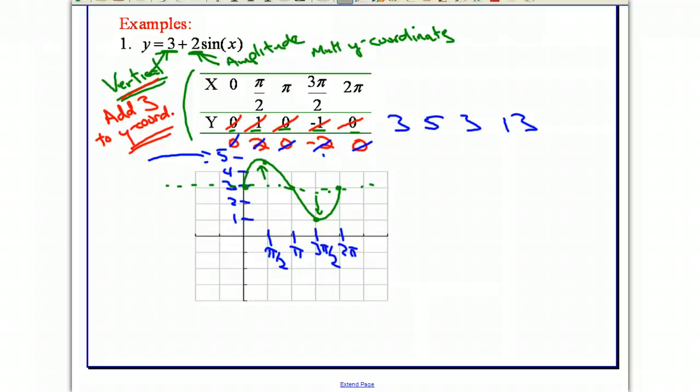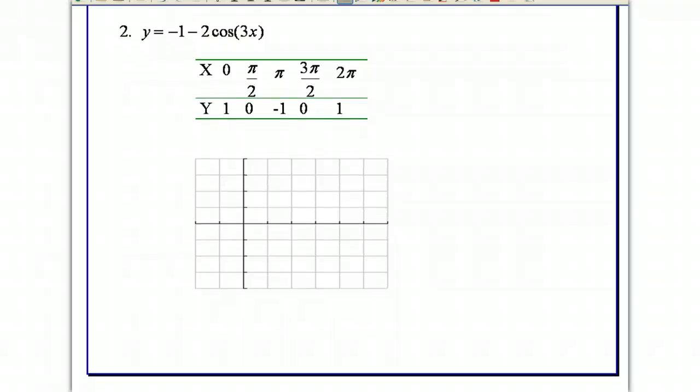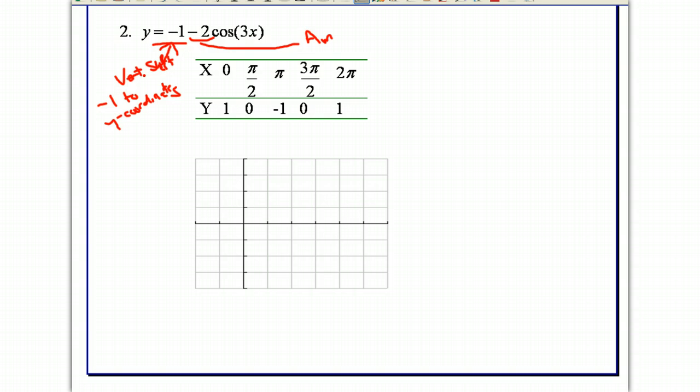All right, let's try another example. We have 3 more examples. We'll see how many we can get through. Look at this. 3 different things going on. We've got a -1. Look back at your chart. That's the vertical shift. We'll add or subtract that to the y-coordinates. So subtract 1 to the y-coordinates. We know we do not do that first because we know the order of operations. Here we've got a -2. That's the amplitude. We know we're going to multiply the y-coordinates.